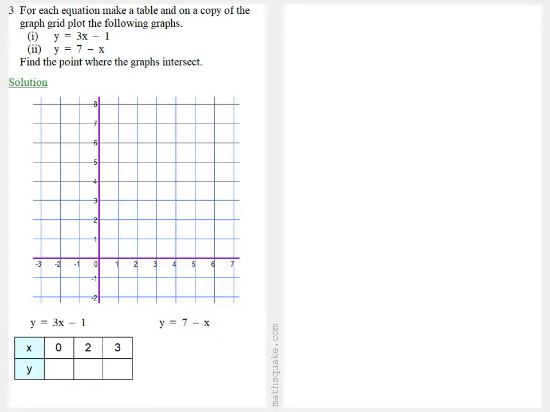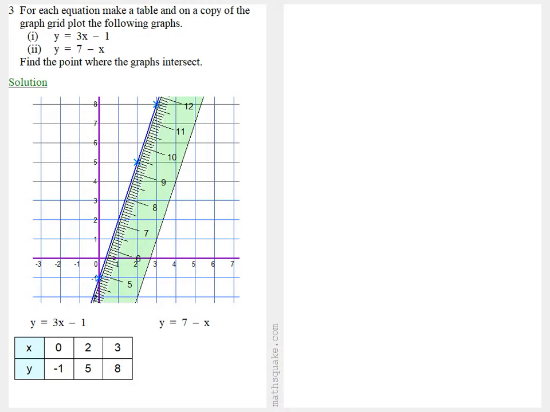Now the equation is y equals 3x minus 1. So if x is 0, y is equal to 0 minus 1, which is minus 1. If x equals 2, then y is 3 times 2 minus 1, which is 6 minus 1 or 5. If x is 3, then y is 3 times 3 minus 1, which is 9 minus 1 or 8. So we can plot the points (0, -1), (2, 5) and (3, 8), and then draw the graph by drawing a straight line through the points.